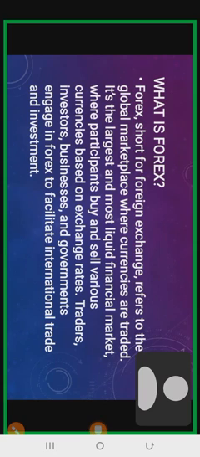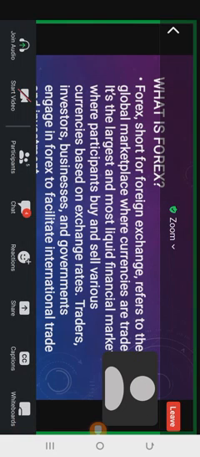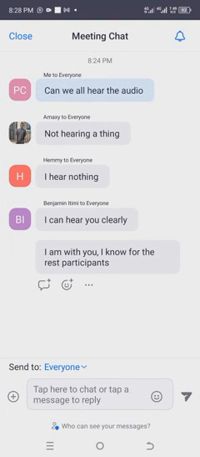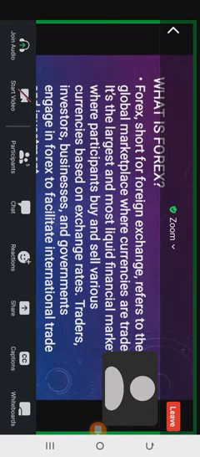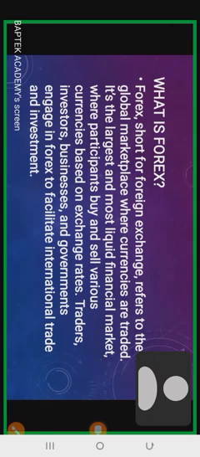It is the largest and most liquid financial market where participants buy and sell various currencies based on exchange rates. It's the most liquid market in the world. Currently, it's about $7 trillion floating in the forex market per day. That's the liquidity of the market. So traders, investors, businesses, and governments engage in forex to facilitate international trade and investment. So simply put, forex is the global marketplace where currencies are being traded.